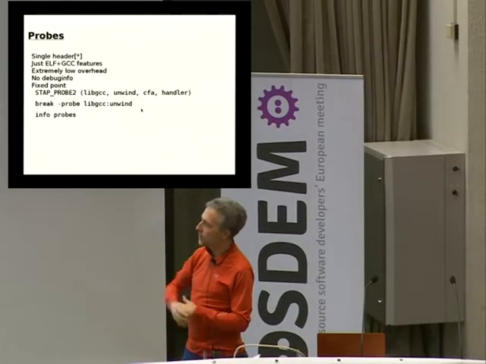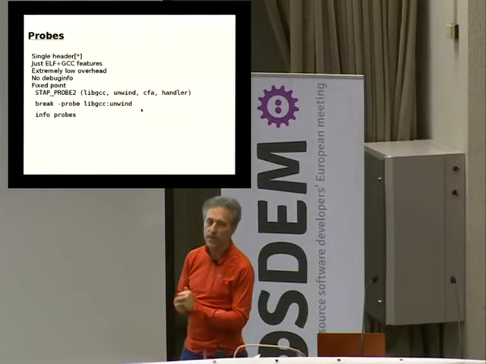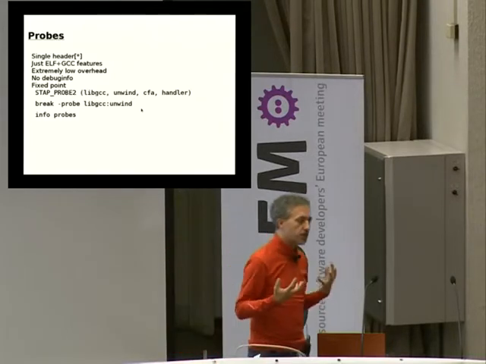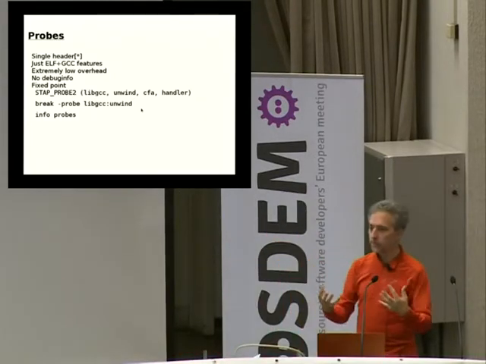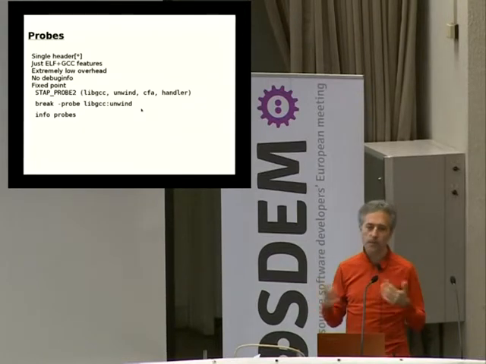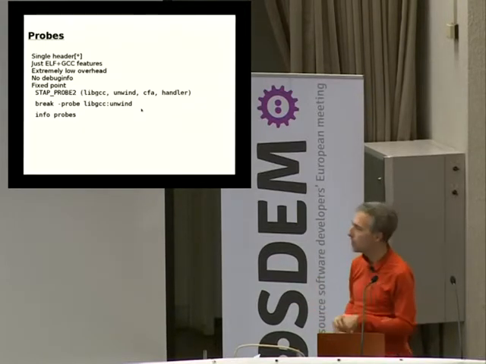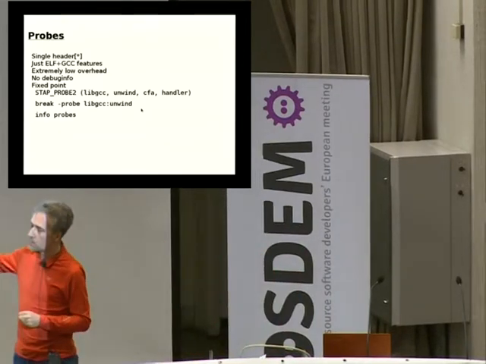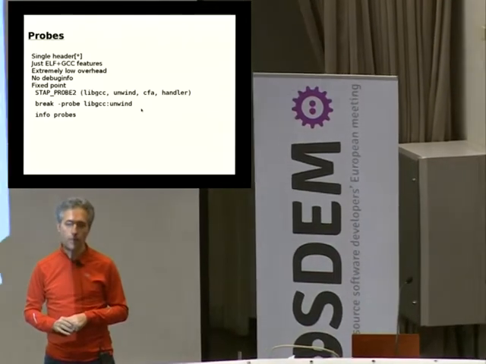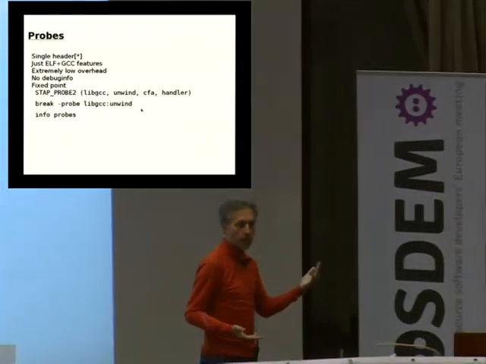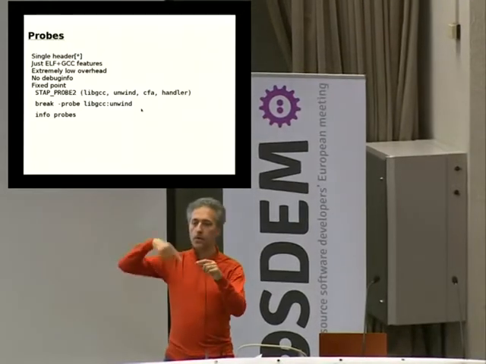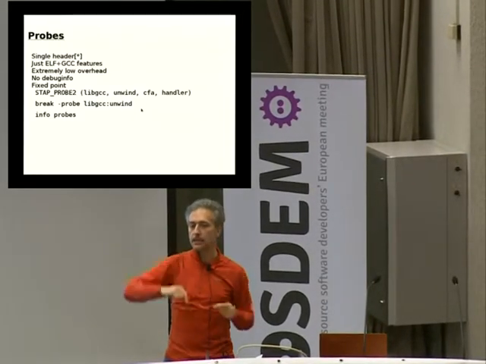And then not requiring debug info, what's cool about that is you can use this with production code. You can extract these arguments from your running program without requiring the debug info, so you can do it in production. And one way that we do this internally in GDB is we added probes to the libgcc unwinder. The unwinder is the part of libgcc where, when you throw an exception, it unwinds the stack looking for the place that catches the exception.